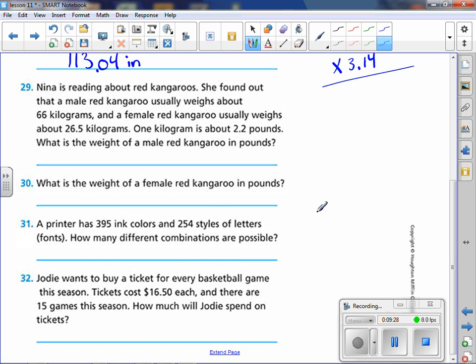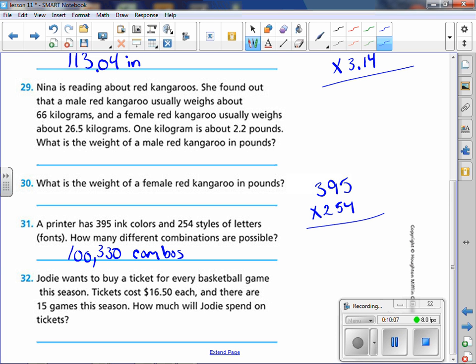A printer has 395 ink colors and 254 styles of letters, fonts. How many combinations are possible? This is a large digit multiplication, so this is kind of some review without those decimals. Try whatever method you like to solve this, multiplying the two. If you like the shortcut method, do that, and then come back and check your answer. Welcome back. Hopefully you guys found it to be 100,330 combinations.